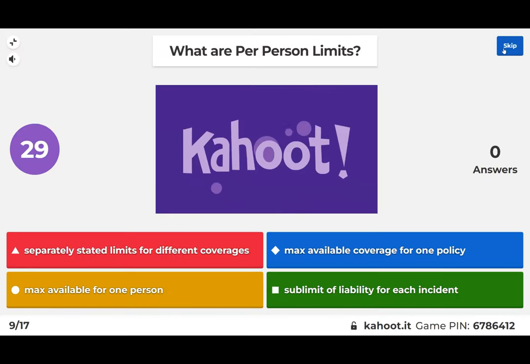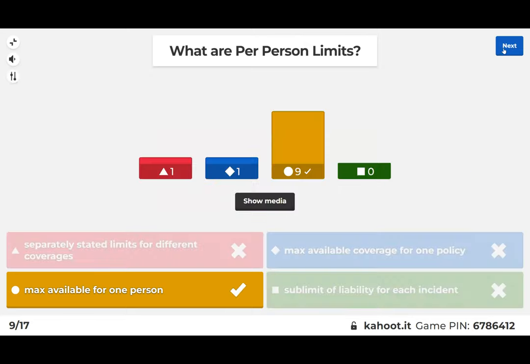What are per person limits? Yes, max available for one person.